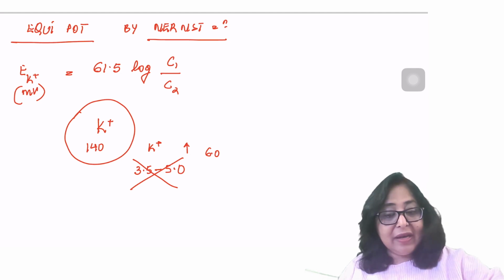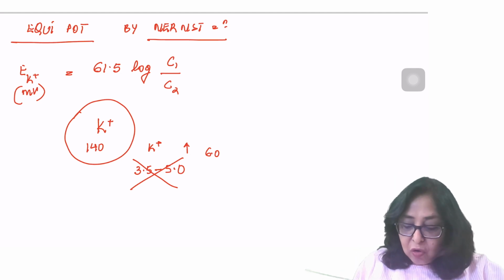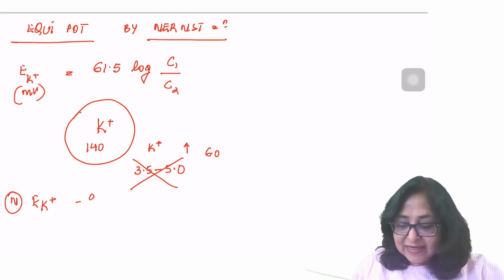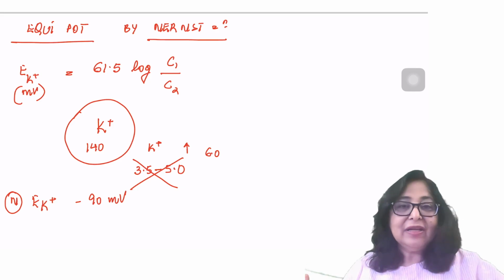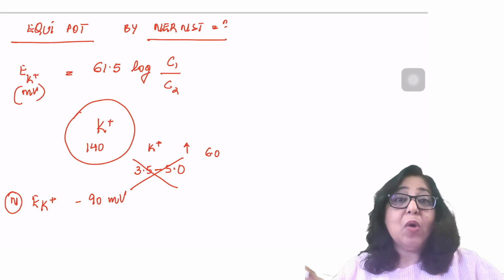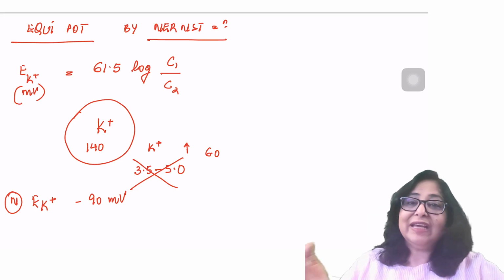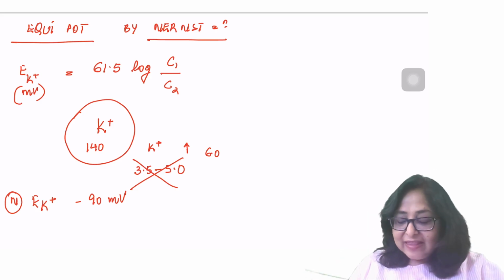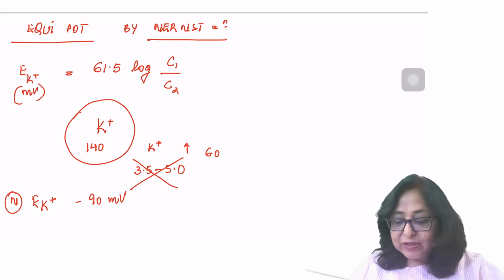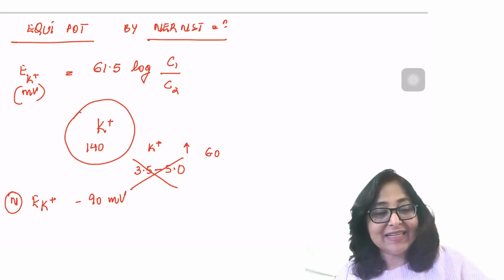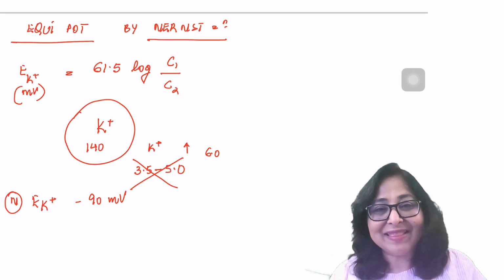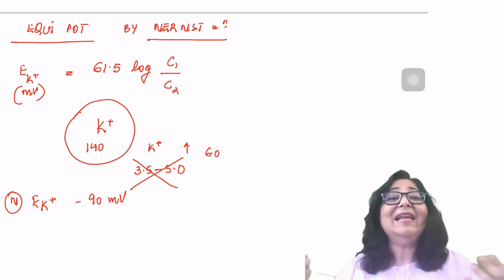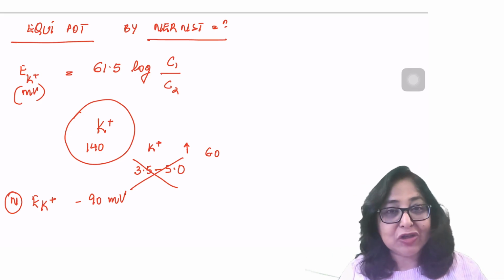So now we will see that normally the equilibrium potential for potassium is minus 90, if C1 by C2, now C2 is higher than normal, and if you take the log, we find that the equilibrium potential for potassium will be lower than minus 90. That means it may be minus 80, minus 75. You will have to do the math and calculate. So it will be a less negative equilibrium potential.